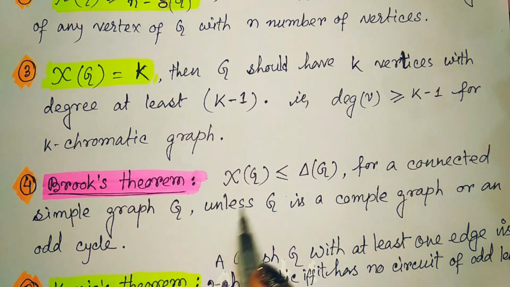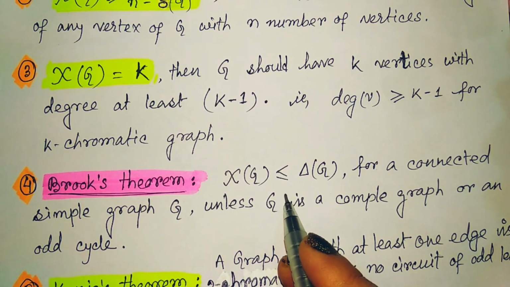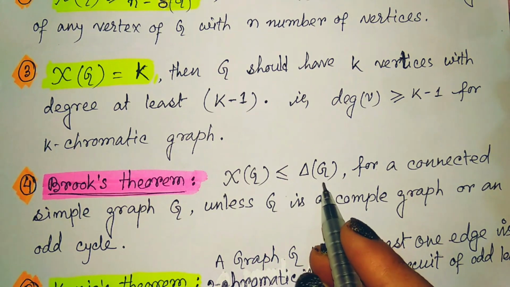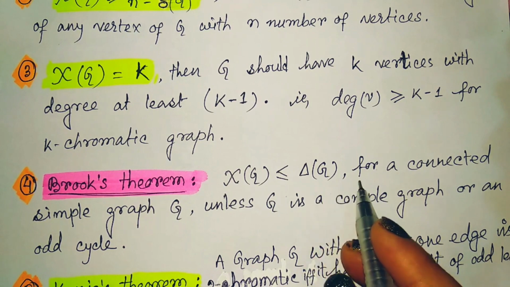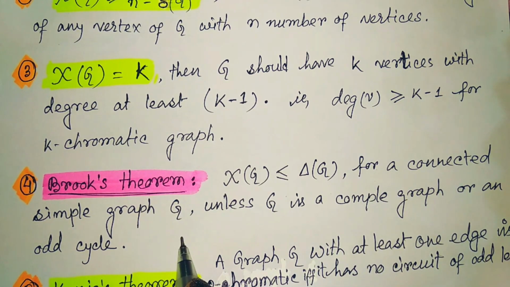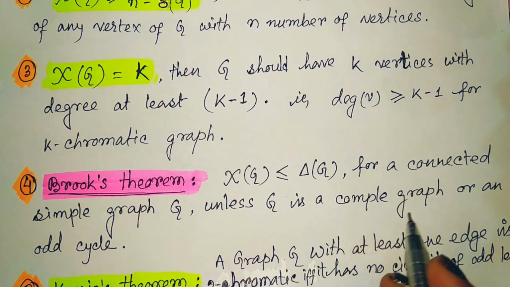Now, one more theorem is the Brooks theorem. It states that the chromatic number of G is less than or equal to delta G, where delta is the maximum degree of any vertex in the given graph, for a connected simple graph G, unless G is a complete graph or an odd cycle.